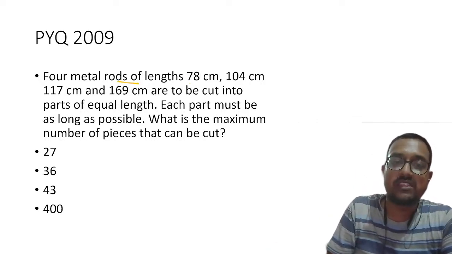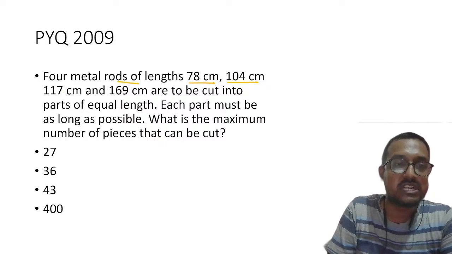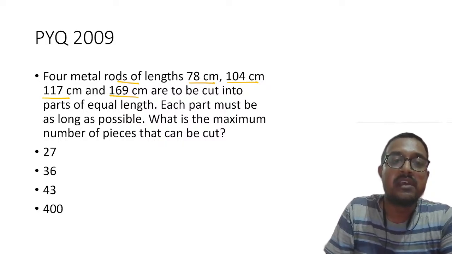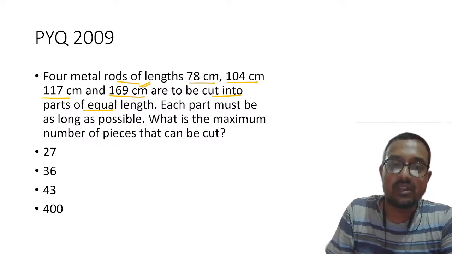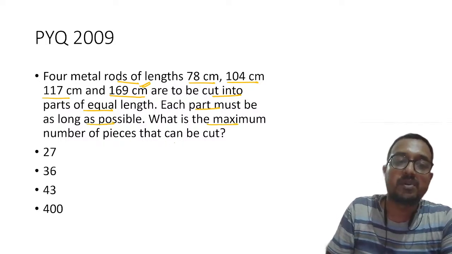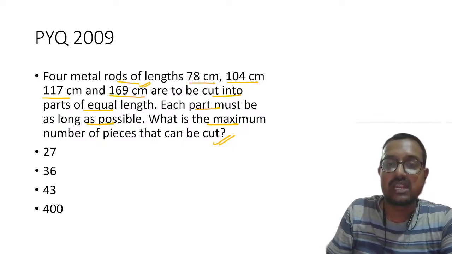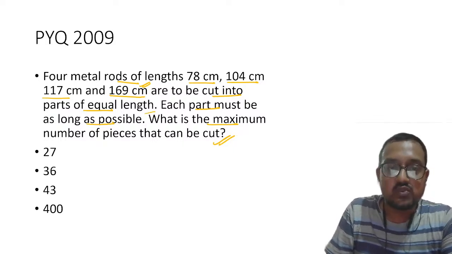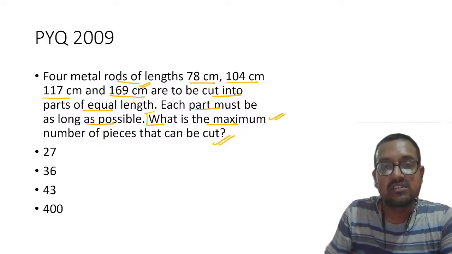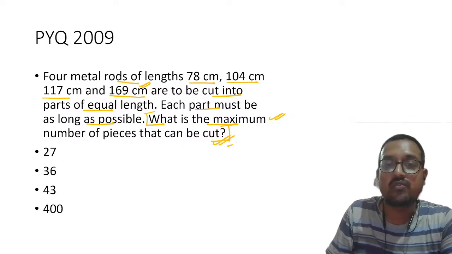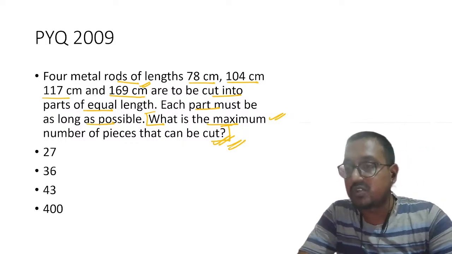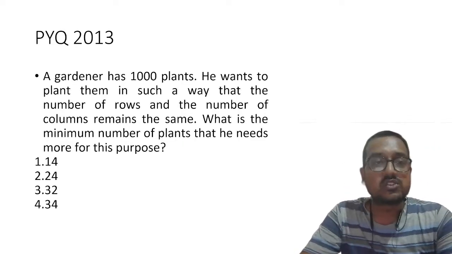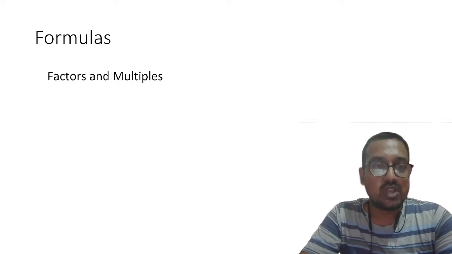4 metal rods of length 78 centimeter, 104 centimeter, 117 centimeter and 169 centimeter are to be cut into parts of equal length. Each part must be as long as possible. What is the maximum number of pieces that can be cut? The question where students get confused is this statement. So please be very careful when you are solving these types of questions. Understood?